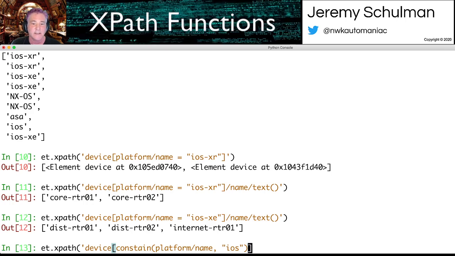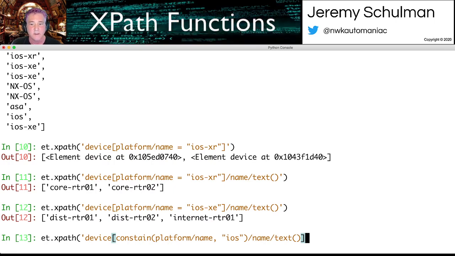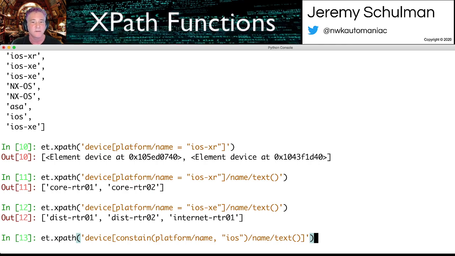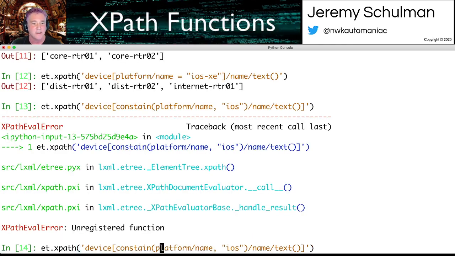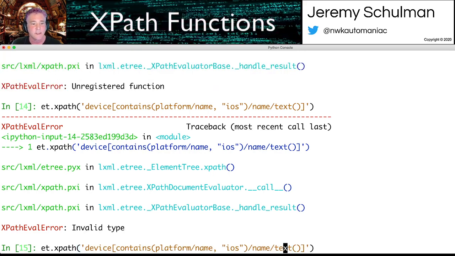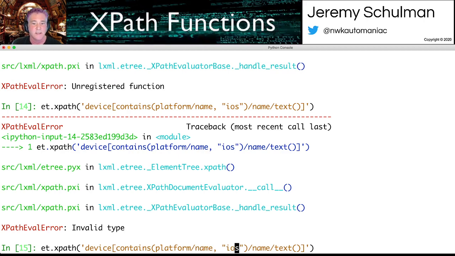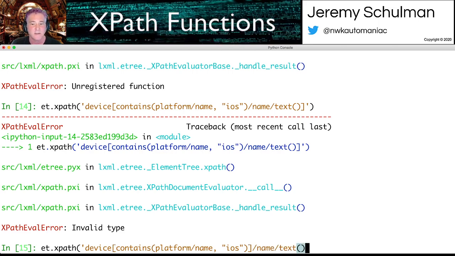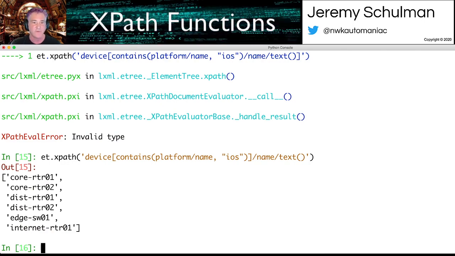And then again, I could say the name of the device text. Oops. And make sure you get your brackets to close. And if you don't spell it correctly, like I did, this is contains. Contains platform name iOS. Got to get the bracket in the right place. Name text. Great. Okay. So now we know that these devices, their platform contains iOS.